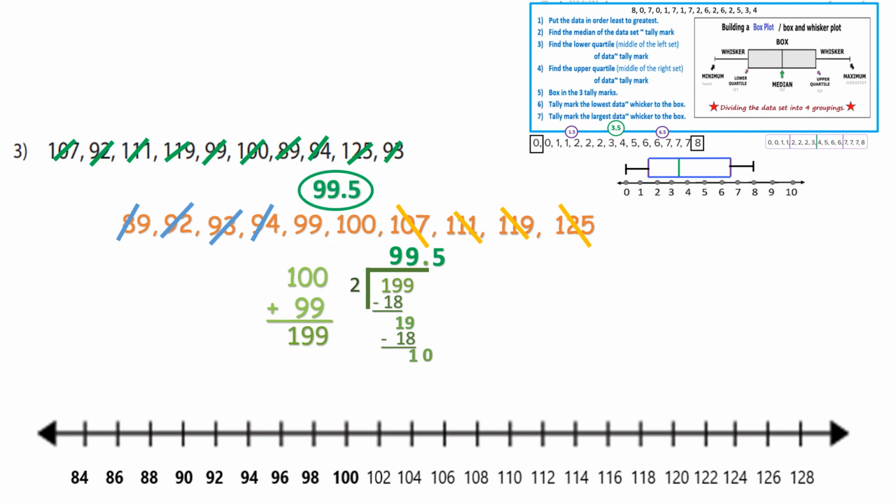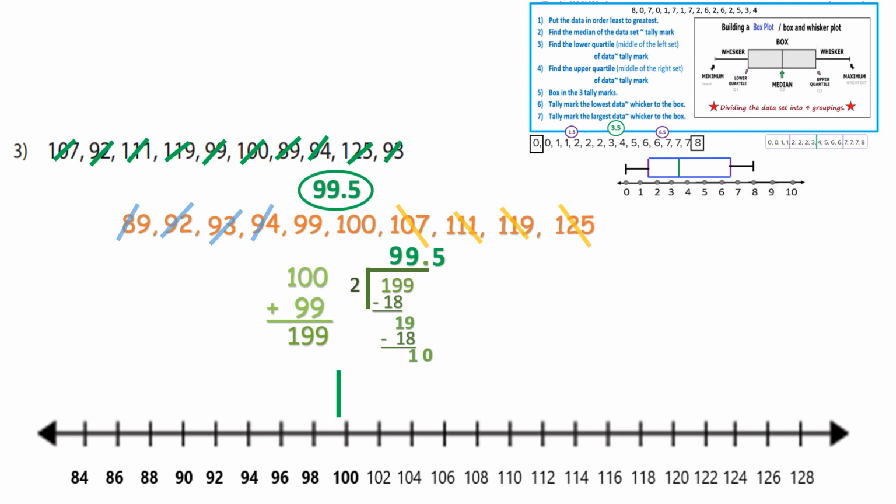Now, when I start looking down below on where I'm going to make my tally mark, notice that I'm counting by even numbers. So I can't put it directly in the middle of 98 and 100 because that would be 99. So I have to slide it over closer to the 100, right? Because that's where the 99 and a half or 99.5 would actually be.